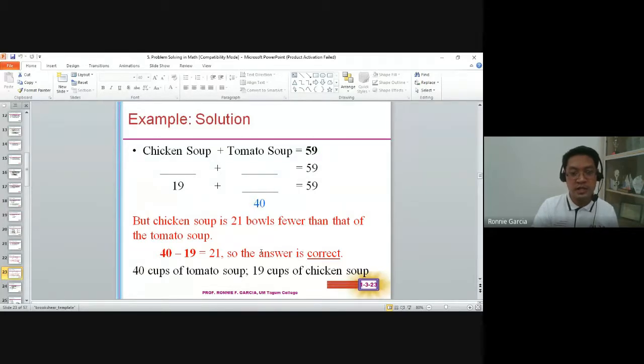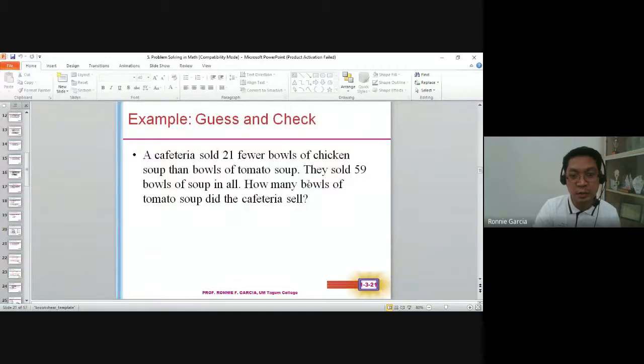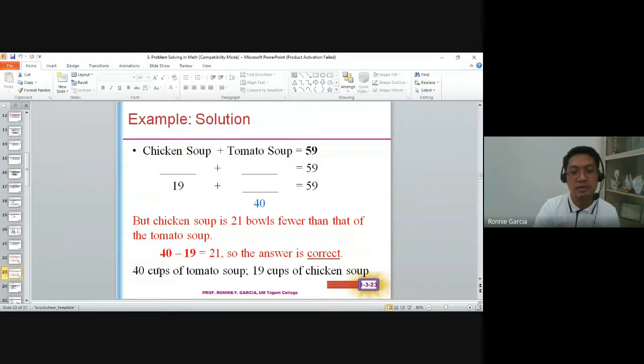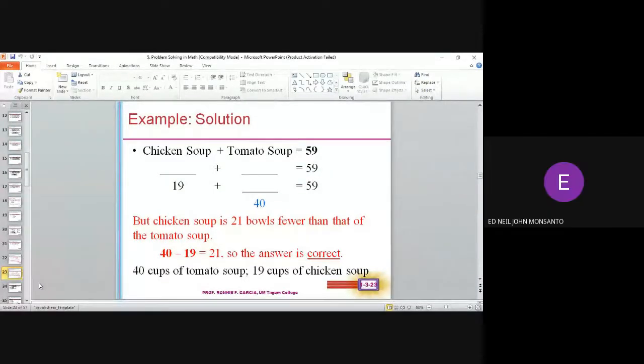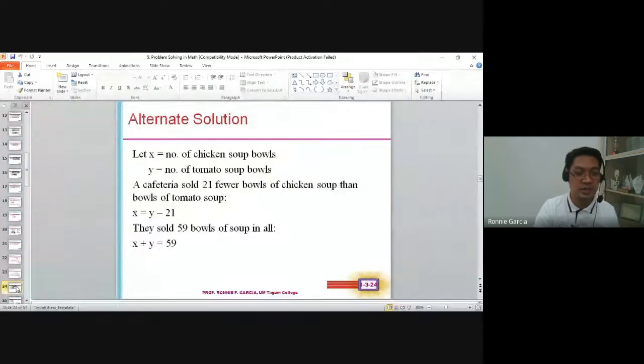So the answer is now, how many bowls of tomato soup? 40. Di ba mao ito ang question? How many bowls of tomato soup did the cafeteria sell? The correct answer is 40. Nakakuha ka 40? Wala, sir. Wala, 38. Kulangan na lagi ka pa og 38 para mao na 40.